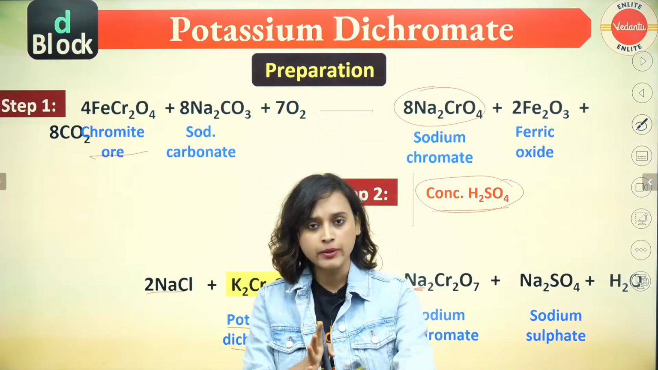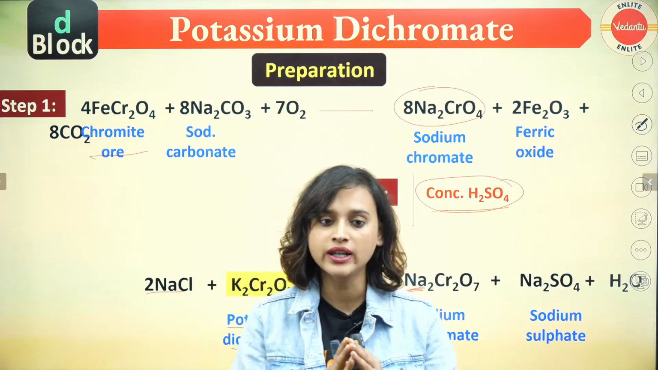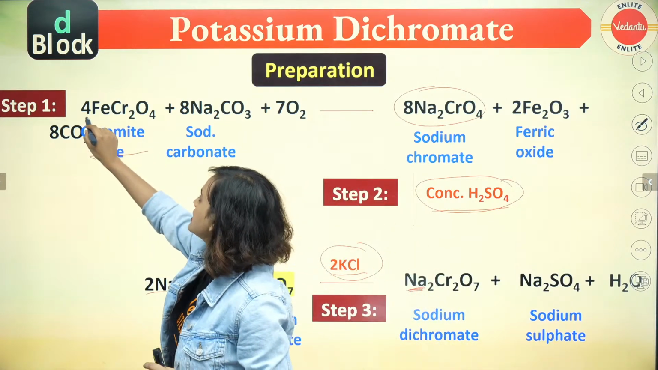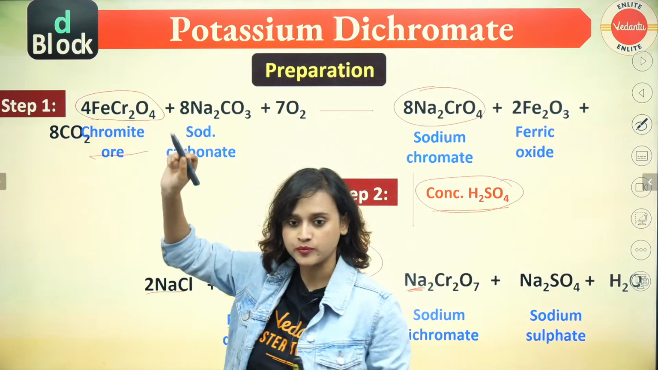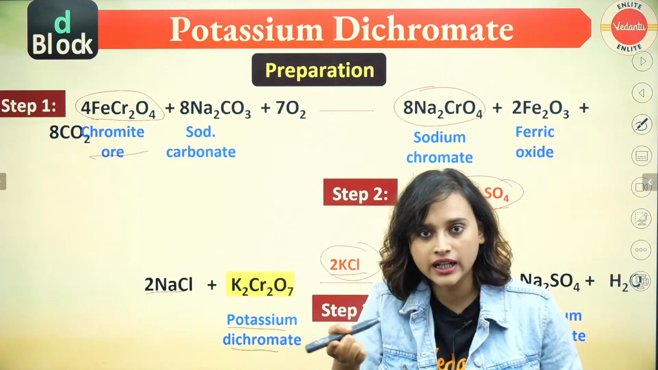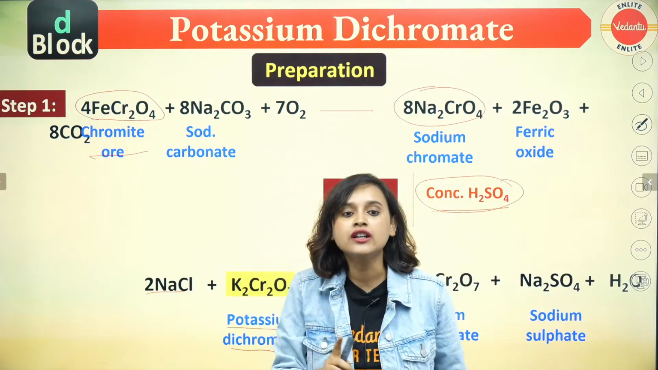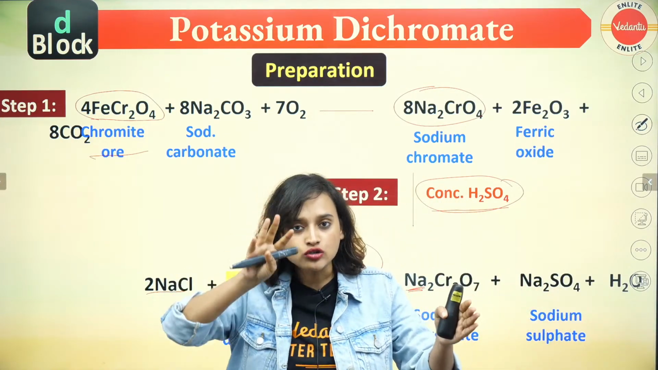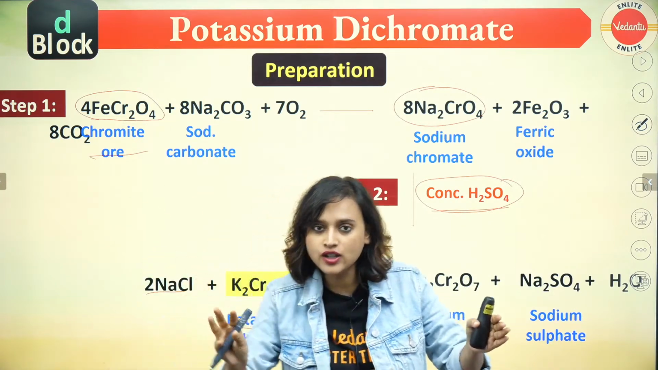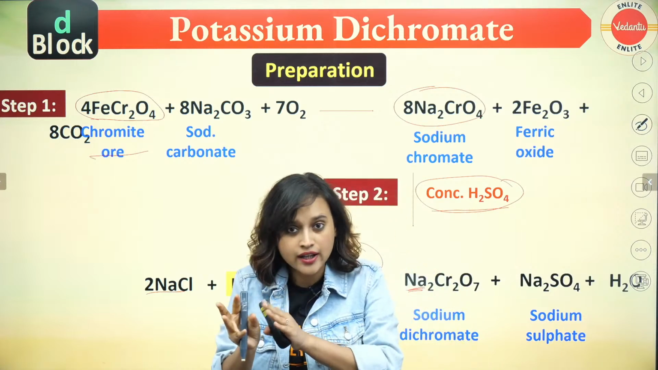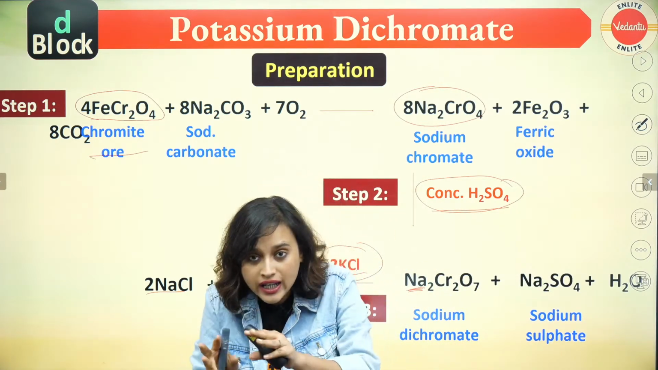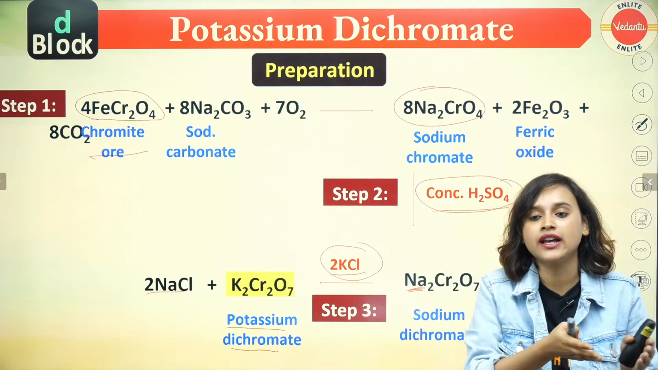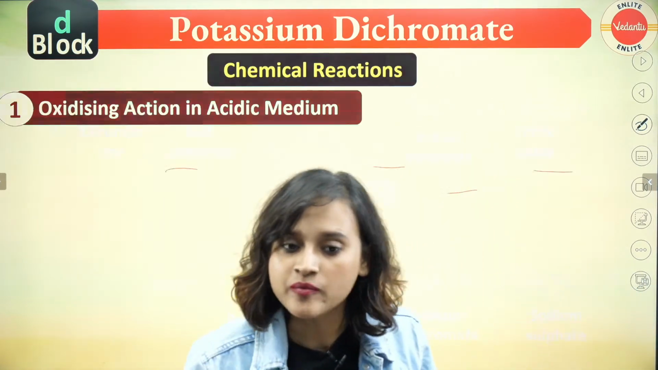Now the preparation is very easy. What are we taking? We are taking chromite ore, FeCr2O4. To the chromite ore, you add sodium carbonate and oxygen. You get sodium chromate. Now to the sodium chromate, you add some sulfuric acid and you get sodium dichromate. Now sodium dichromate was not what we were expecting. So we treated it with potassium chloride, 2KCl, and we got our potassium dichromate. Got it? That's the one we were talking about.